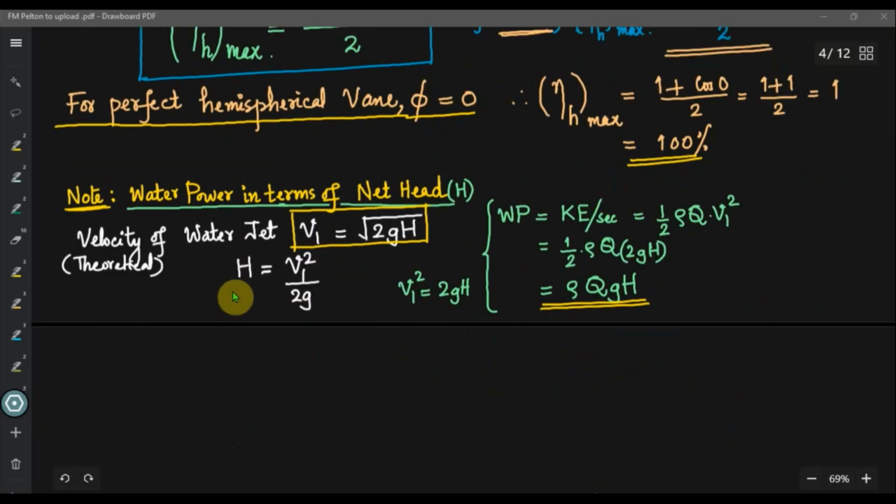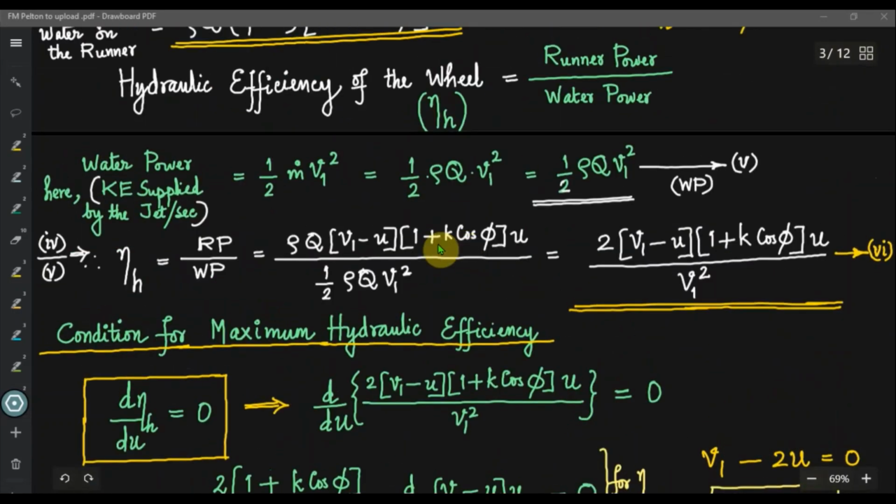Water power can be expressed in terms of net head also. So that is quite useful in the case of other turbines. And here we have considered the kinetic energy supplied by the jet per second as the water power, that is half rho Q V1 square.